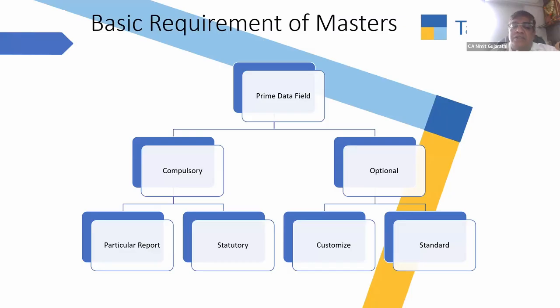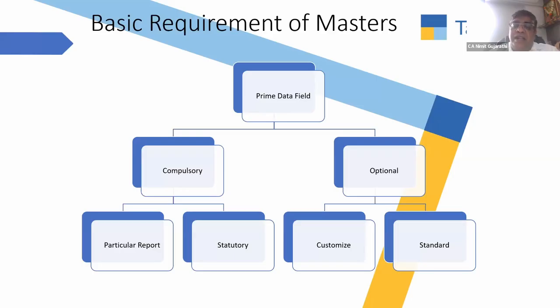Without this data field, I cannot generate my GST return. And what will be the optional data field? Optional data fields can be address, bank account. For GST return, bank account is not compulsory. But for bank reconciliation or online banking, bank account is compulsory. So if I want to use the online feature of TallyPrime, my bank account will become an essential field instead of an optional field.